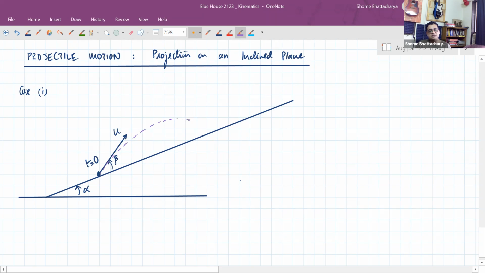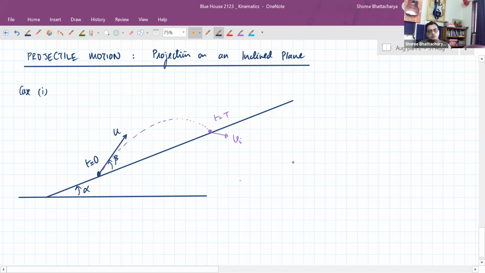Now the path is just the same as it would have been if you had projected it from a horizontal surface. But the difference is it does not come back to the same horizontal level. In fact, somewhere in between, it impacts the inclined surface again at, let's say, some time capital T with some impact velocity, let's say vi. So we want to find out all this.